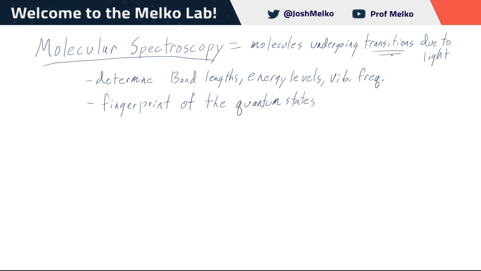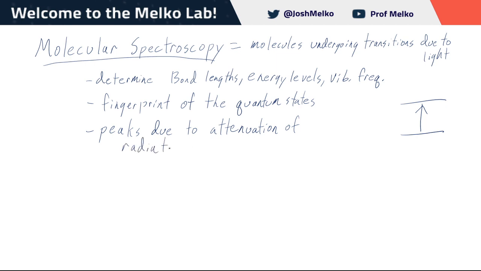Okay, because the transitions that a molecule is undergoing are between two quantized energy states, and light is providing that energy in this case. So a lot of times we call a molecule's fingerprint its spectrum, what we're getting out of molecular spectroscopy. Okay, and the peaks that we'll see in our spectroscopy is due to sort of this attenuation, I'll call it, of radiation. Or flat out emission.